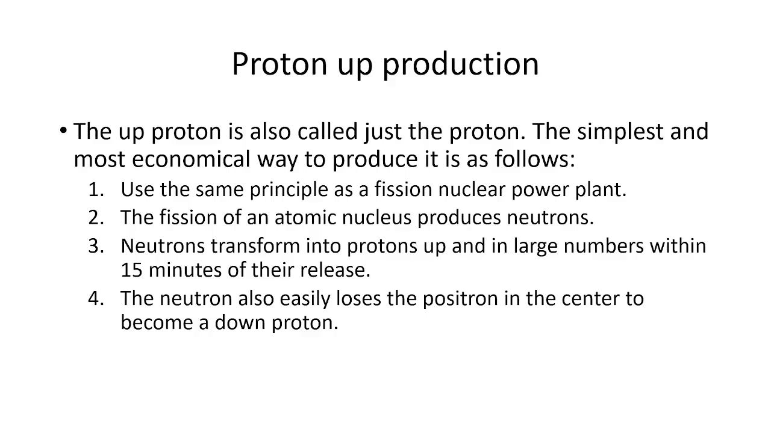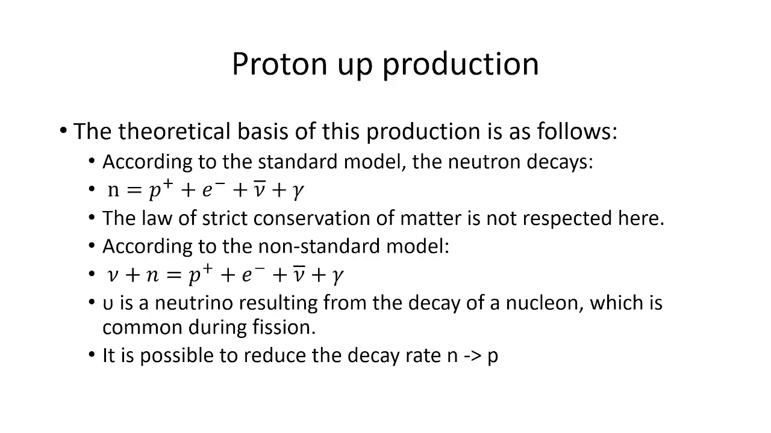1. Use the same principle as a fission nuclear power plant. 2. The fission of an atomic nucleus produces neutrons. 3. Neutrons transform into protons up and in large numbers within 15 minutes of their release. 4. The neutron also easily loses the position in the center to become a down proton.